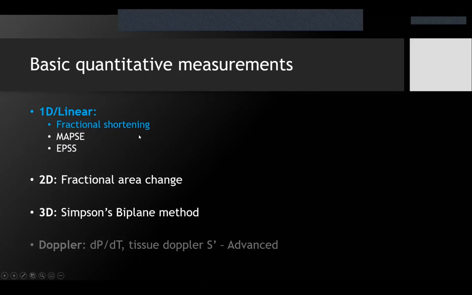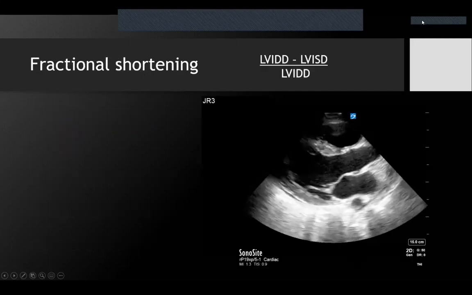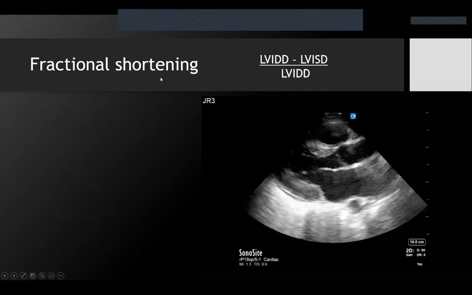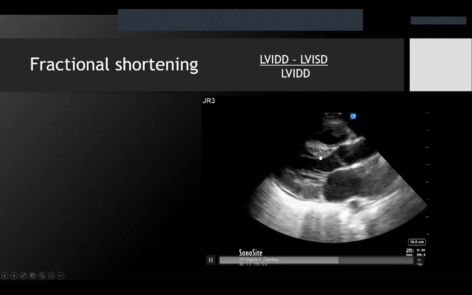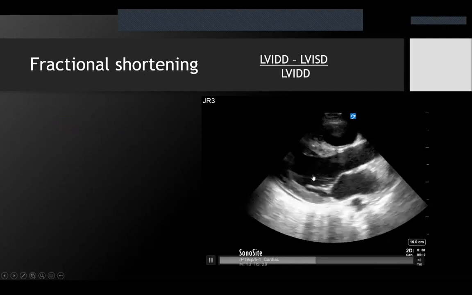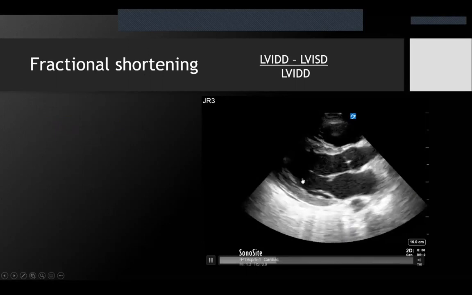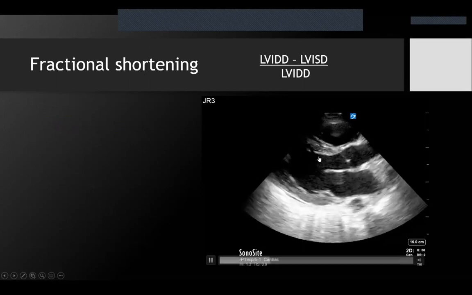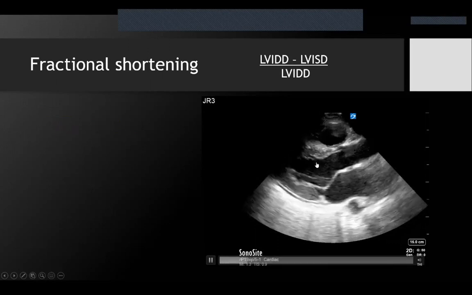The first thing is fractional shortening here. And what you're looking at is, so this is kind of a way of training your eye to look at that chamber contraction that I mentioned, which is what fraction of this LV is disappearing basically in systole, or how much is this contracting throughout systole.